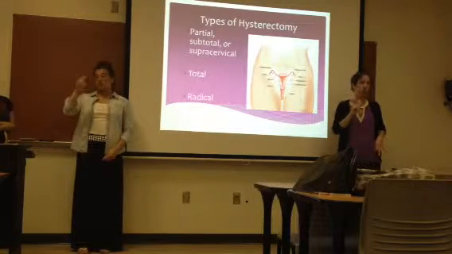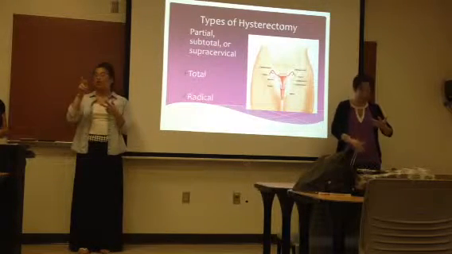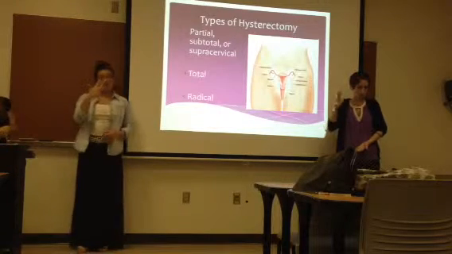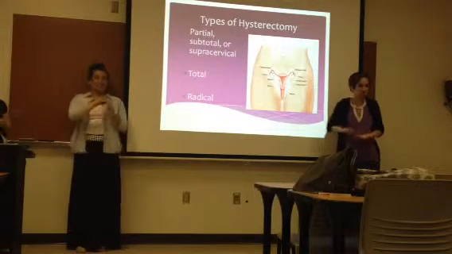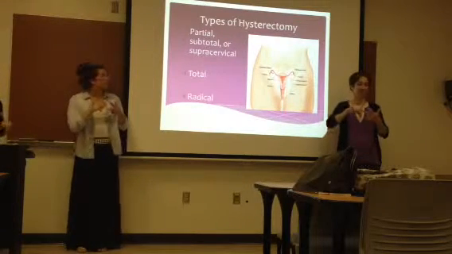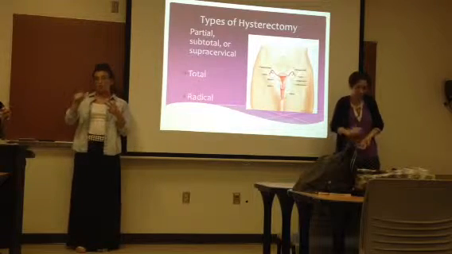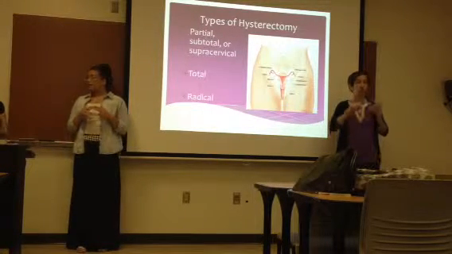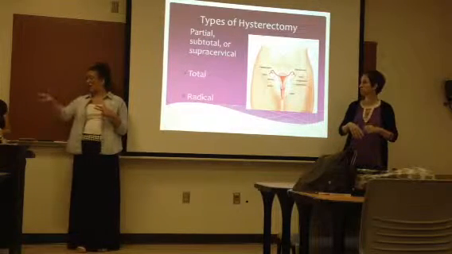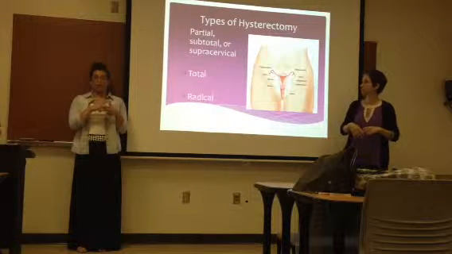There are 3 types of hysterectomies. There is a subtotal, which only removes the upper part of your uterus. A total, which removes the whole uterus and the cervix. And the radical, which removes the uterus along with the tissue on both sides of the cervix. Can you please explain what the subtotal hysterectomy does? Yes, it removes just the upper part of your uterus.